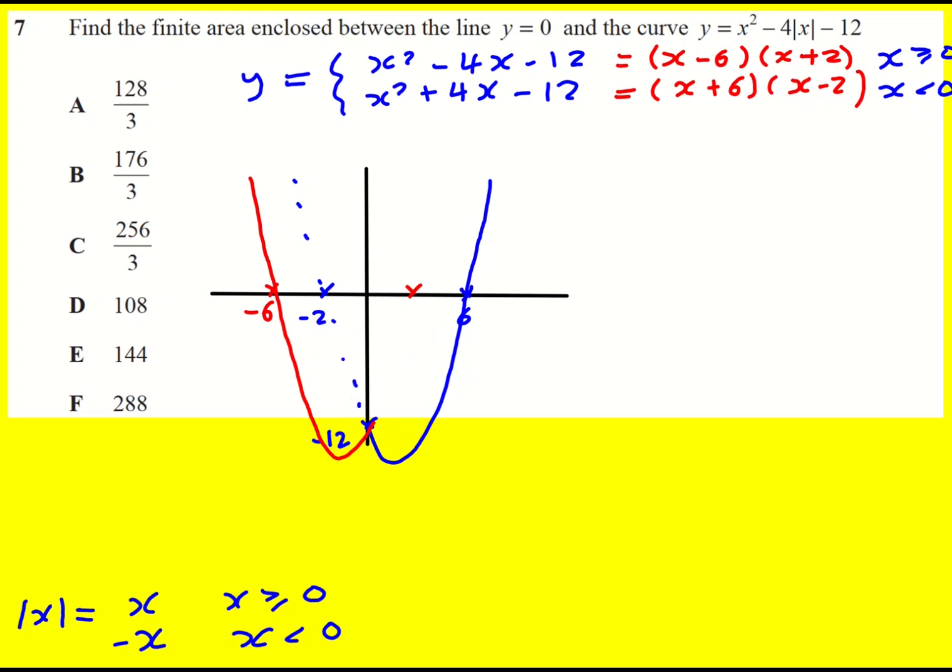But hopefully I've demonstrated that actually these two are symmetrical. We had 6 and minus 2, and then minus 6 and 2. They are necessarily going to be symmetrical about the y-axis. So all I need to do is find this green area and then double it.